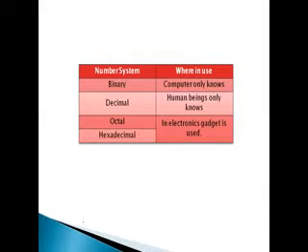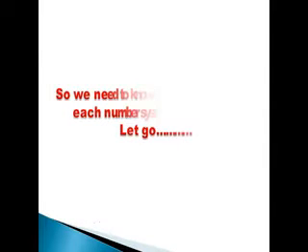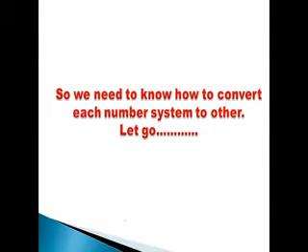Binary number system: the binary number system is only known by the computer. Second one, decimal number system: the decimal number system is only known by human beings. Octal and hexadecimal number systems are used in electronic gadgets. So we need to know how to convert each number system to another. Let's go.